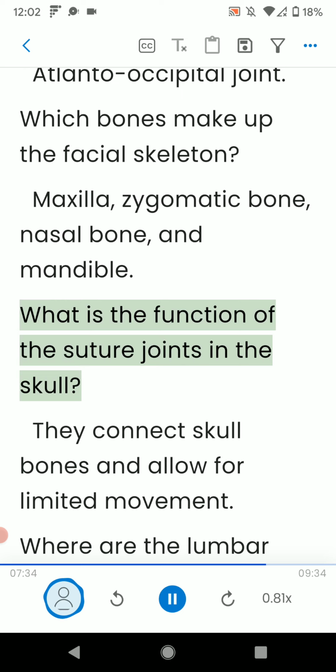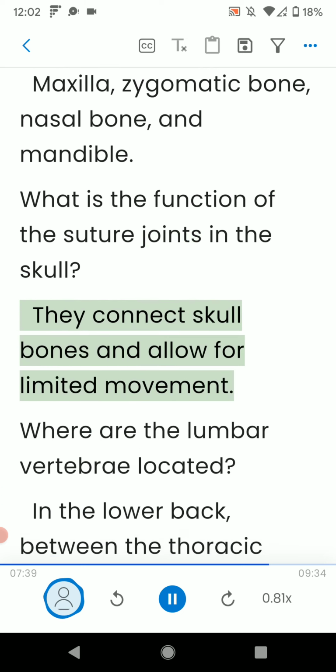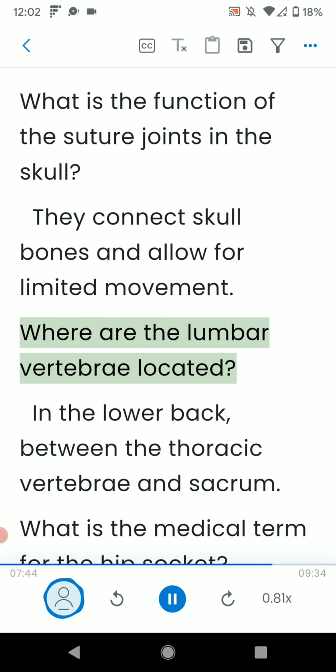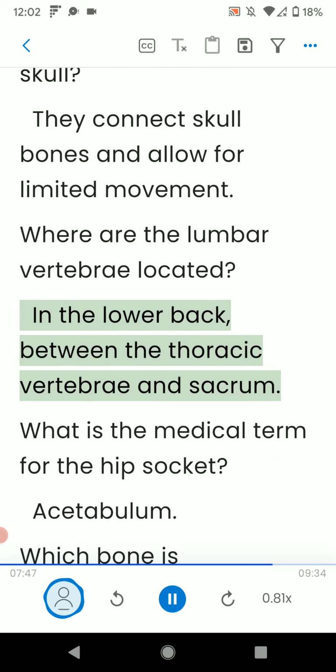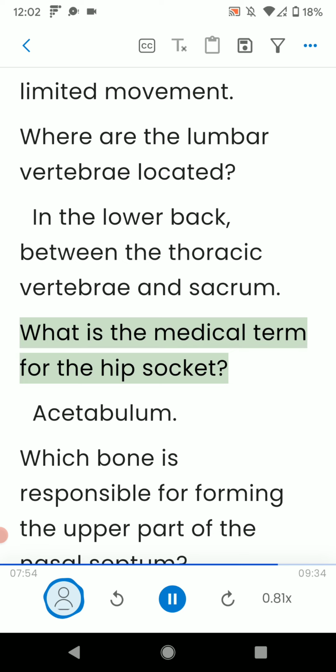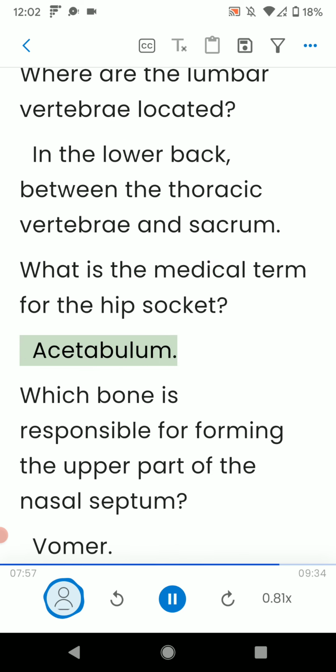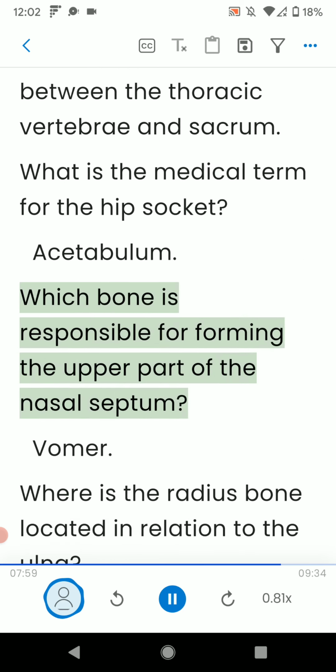What is the function of the suture joints in the skull? They connect skull bones and allow for limited movement. Where are the lumbar vertebrae located? In the lower back, between the thoracic vertebrae and sacrum. What is the medical term for the hip socket? Acetabulum. Which bone is responsible for forming the upper part of the nasal septum?